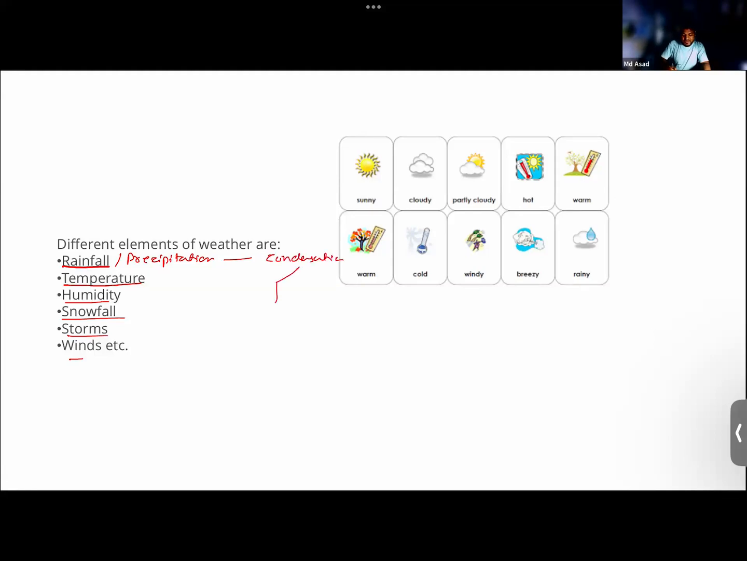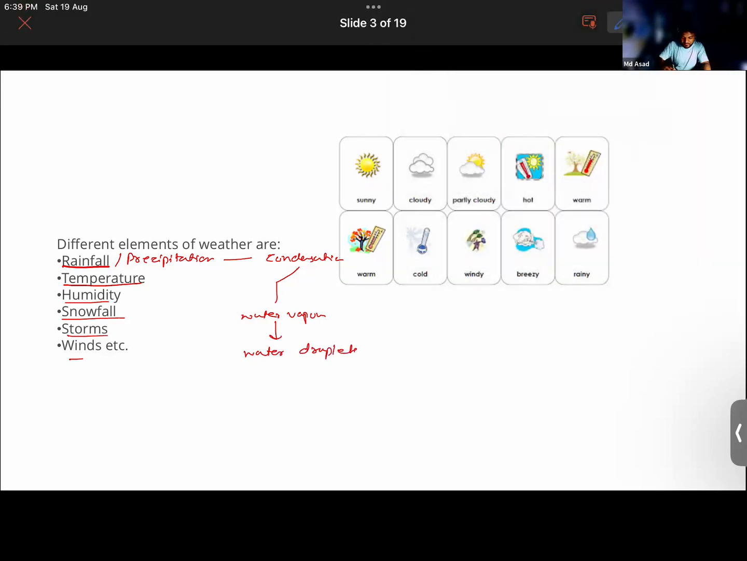Condensation might lead to conversion of water vapors into water droplets, right? Or if the temperature is too low, what will happen, guys? The water will not condense. It will basically freeze into ice. If the temperature is too low, water droplets freeze to ice, right? And that leads to snowfall. And here it is simply rainfall.